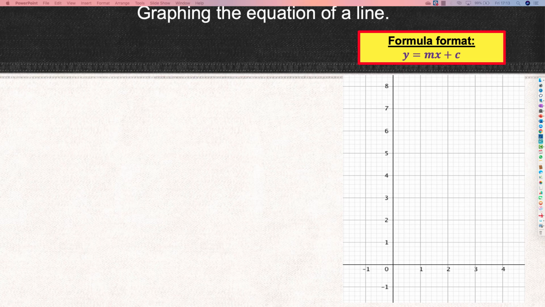Coordinate geometry is very easy. On paper 2, coordinate geometry can be two questions or even three. It's a big section. So, we're asked to graph the equation of the line.